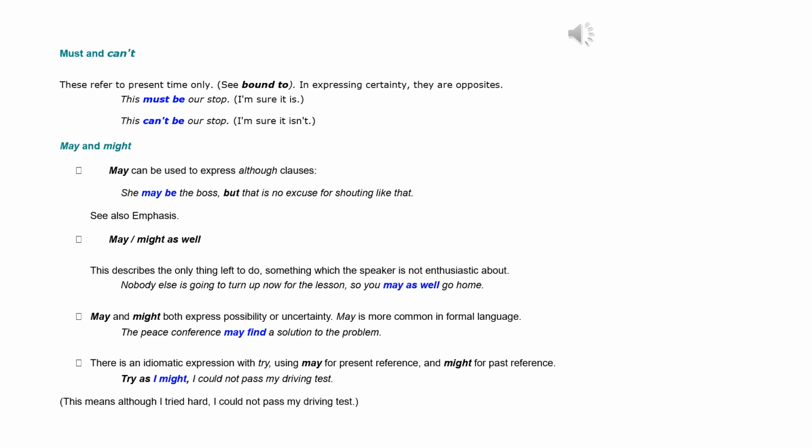May and might. May can be used to express although clauses. She may be the boss, but that is no excuse for shouting like that. See also emphasis.